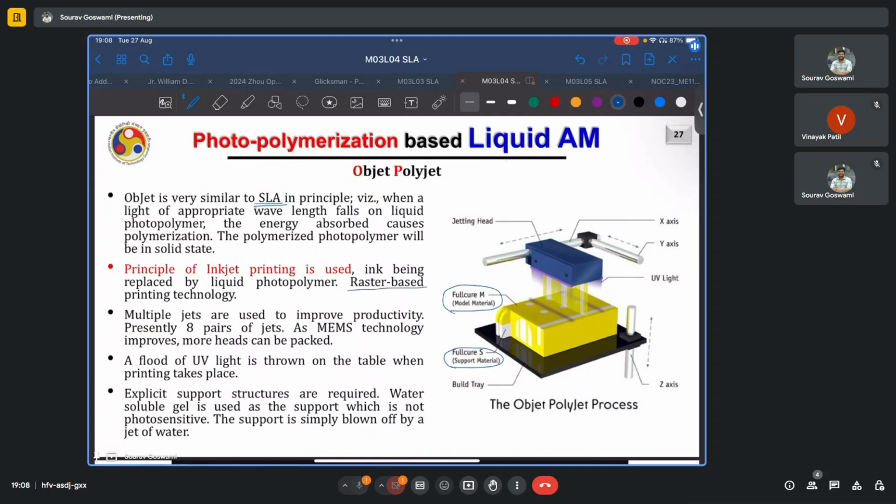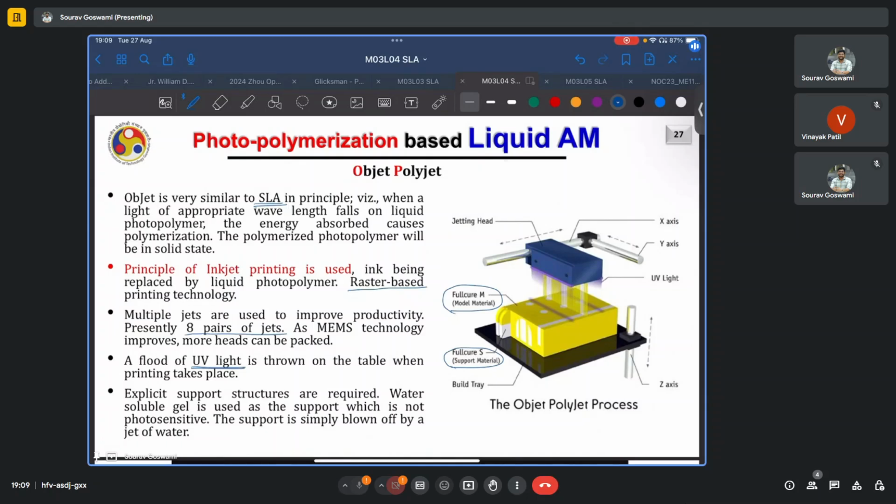Also, it uses raster-based printing technology. Here we have multiple jets, say up to 8 pairs of jets, which drop a curtain of liquid on the top surface. Also fitted to the head are the UV light sources, which cure the deposited resin layer almost instantaneously. Thus, this UV light must be of a higher power than, say, one used in vat photopolymerization.